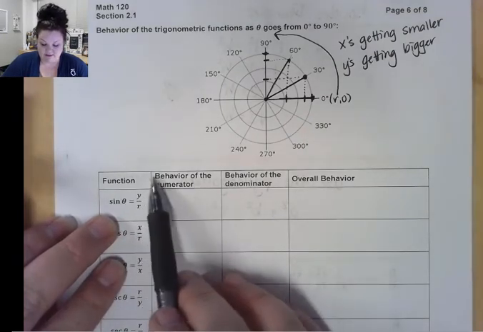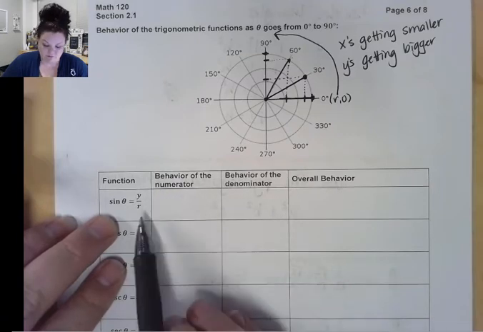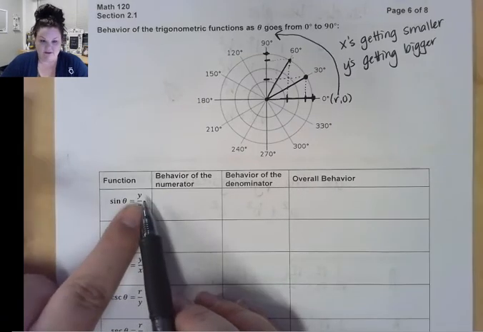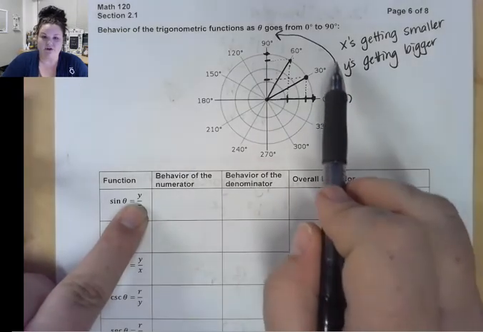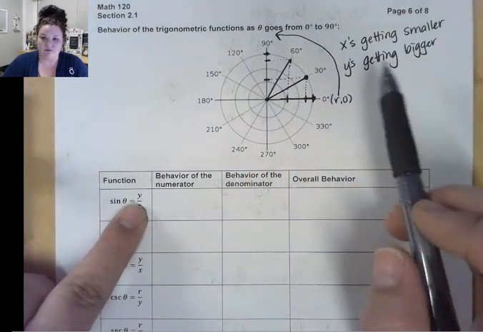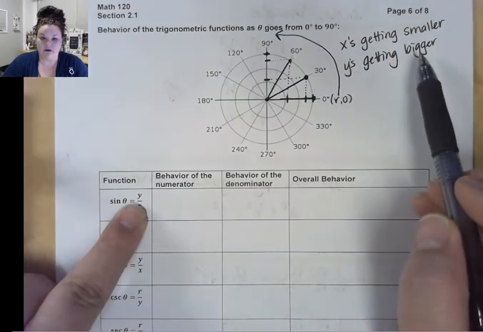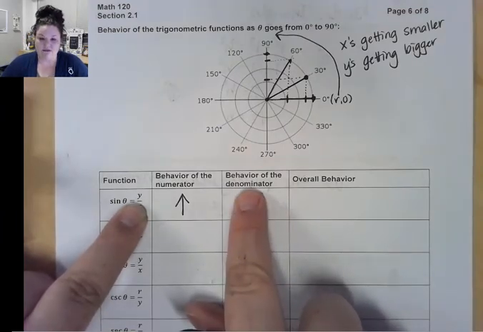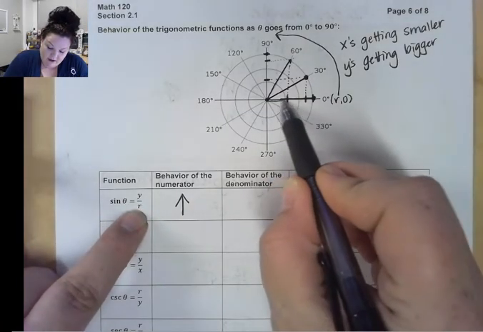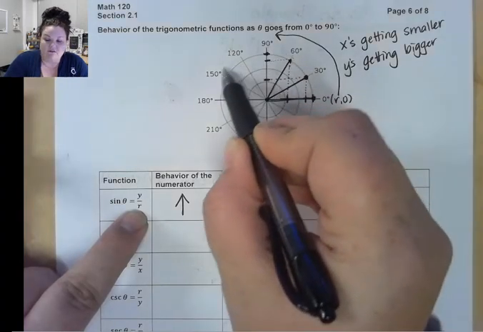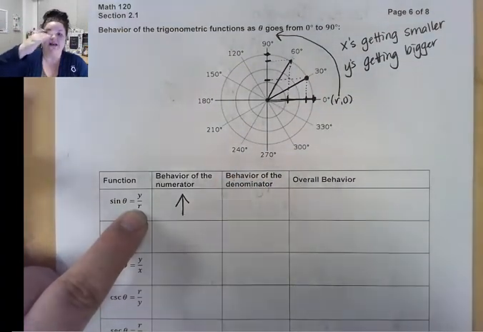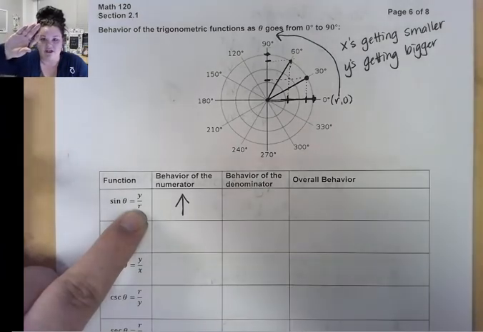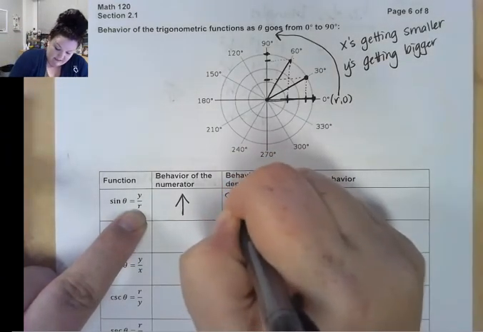So let's first look at the behavior of the numerator. So the numerator is Y. So let's think about what's happening to Y as we increase from 0 degrees to 90 degrees. Well, we already wrote over here, Y's are getting bigger. So that means the numerator values are getting larger and larger, right? Let's look at the behavior of the denominator. The denominator is R. And notice, no matter where I go, I'm just swinging that R value around, right? I'm keeping the same radius length all the way around. I'm not changing it. So R stays the same.